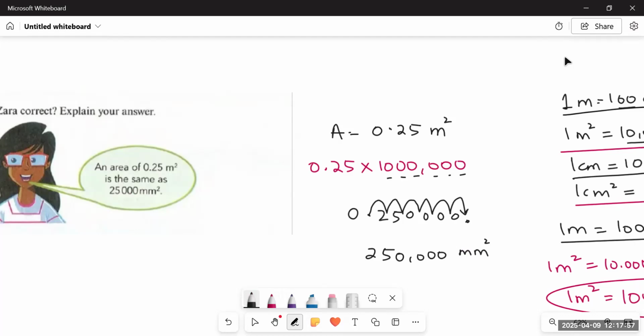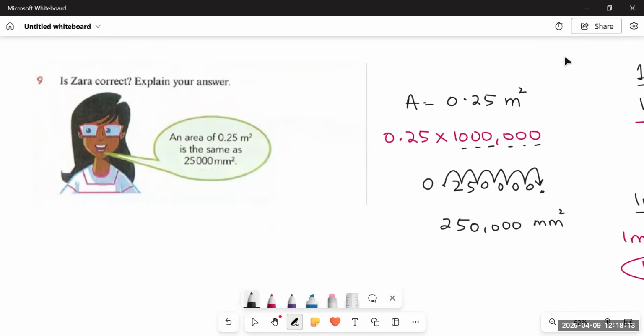It means 0.25 meter square is equal to 250,000 millimeter square. And what answer have they provided us? They have provided us with 25,000. It means that an area of 0.25 meter square is not the same as 25,000 millimeter square, and that the statement of Zara is incorrect. The correct answer is 250,000 millimeter square.